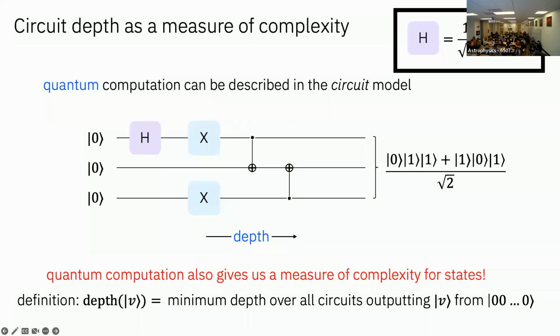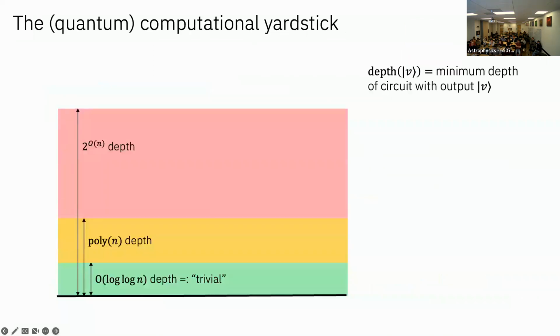This is a definition. And why might this be a useful definition? Well, it gives you a yardstick with which you can understand the complexity of quantum states. So I'll divide it into 3 regions. The first region I call the trivial depth region, which is any quantum state on n particles which can be generated by a circuit of depth that scales linearly in log n.